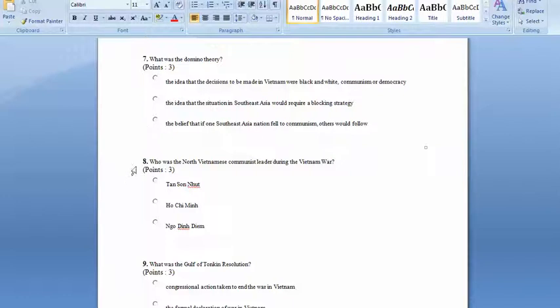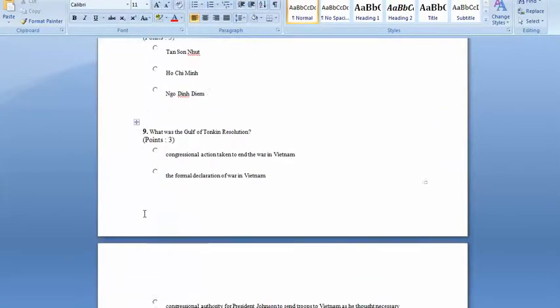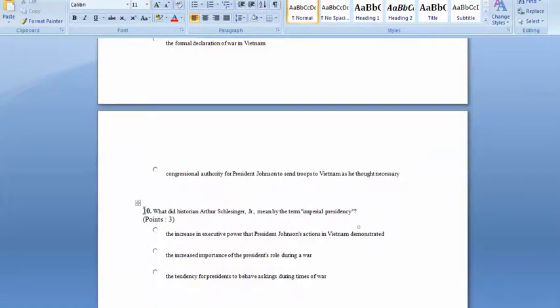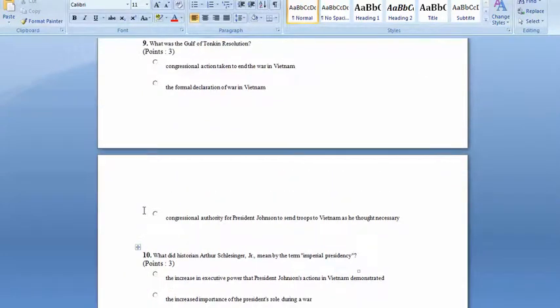Number eight, who was the North Vietnamese communist leader during the Vietnam War? Was it Tan Son Nhut, Ho Chi Minh, or Ngo Dien Diem? Number nine, what was the Gulf of Tonkin Resolution? A congressional action taken to end the war in Vietnam, the formal declaration of war in Vietnam, or the congressional authority for President Johnson to send troops to Vietnam as he thought necessary.